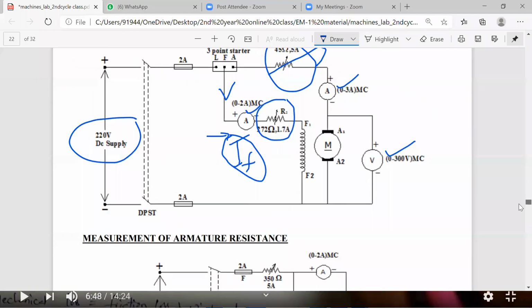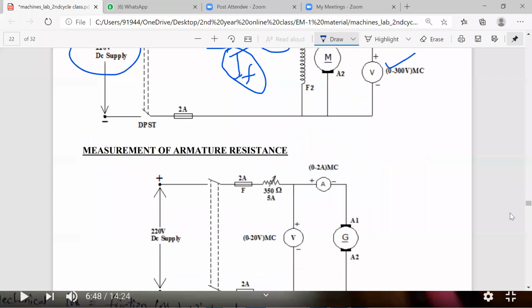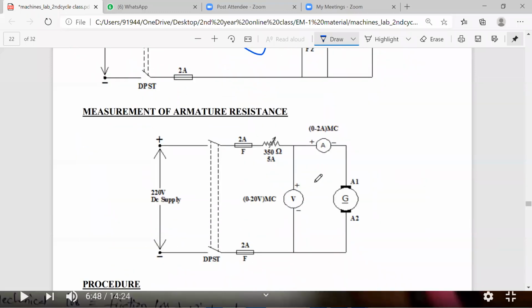Once again I repeat. So here one circuit is there. The purpose of this circuit is to measure the armature resistance, RA value. For calculations, we need the RA value. Generally, armature resistance is measured with the help of a multimeter. If you want to know how the armature resistance is measured without a multimeter, in this test we measure the armature resistance.